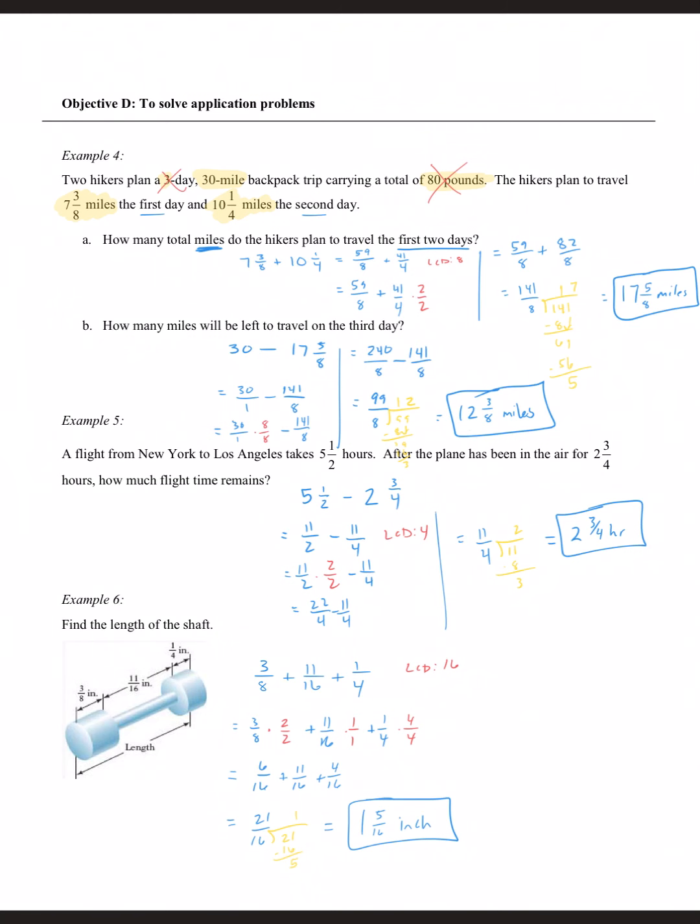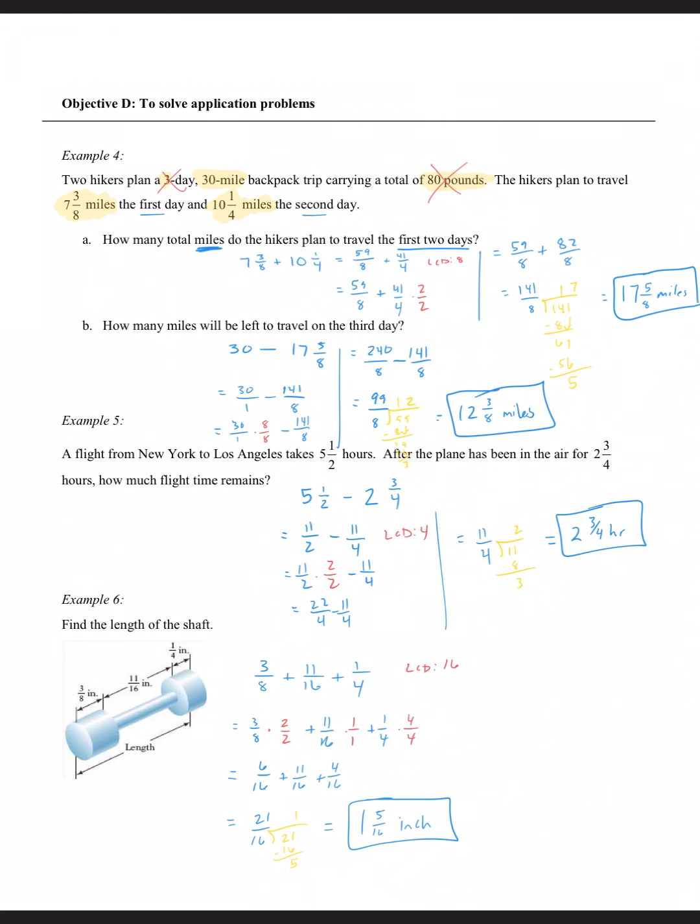Okay, as you check your answers with mine, you will notice that I changed all my answers to mixed numbers rather than leaving them as improper fractions. When we are working on application problems, it makes more sense to change them to a mixed number because we can answer the question better. For example, how many total miles did the hikers plan to travel the first 2 days? We wouldn't ever answer that with 141/8 miles because that's not common terminology of how we'd answer that. But we would say something like 17 5/8 of a mile.